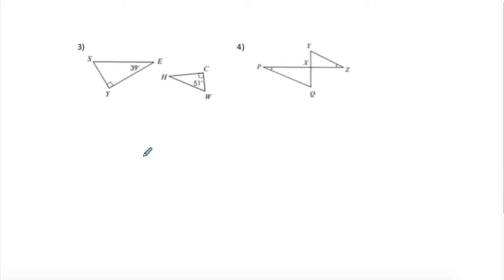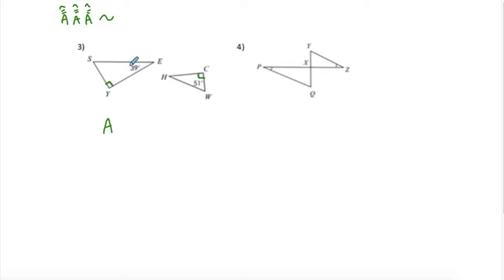On 3 and 4, we're doing the same thing. We're looking for that angle congruence, angle congruence, angle congruence to make them similar. So if I look at number 3, I have a right angle here, that gives me one angle congruence. I know 90 degrees on Y is the same 90 degrees that we have on C.